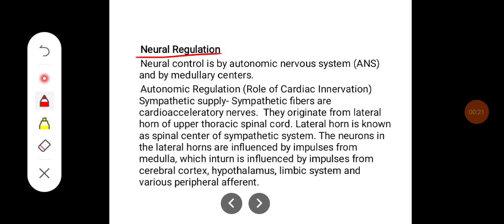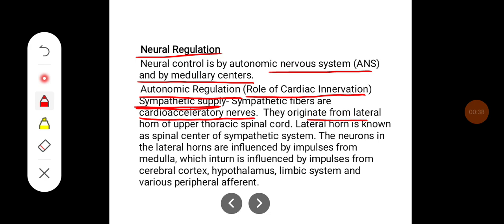Neural regulation. Neural regulation is by autonomic nervous system and by medullary centers. Autonomic regulation, that is the role of cardiac innervation. The role of sympathetic supply. Sympathetic fibers are cardioaccelerator nerves. They originate from lateral horn of upper thoracic spinal cord. Lateral horn is known as the spinal center of sympathetic system.